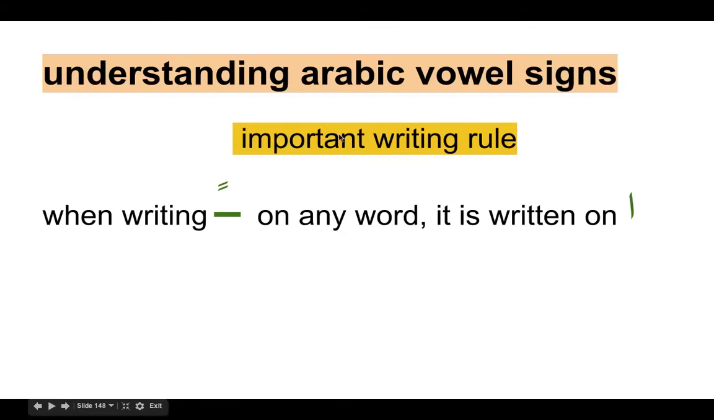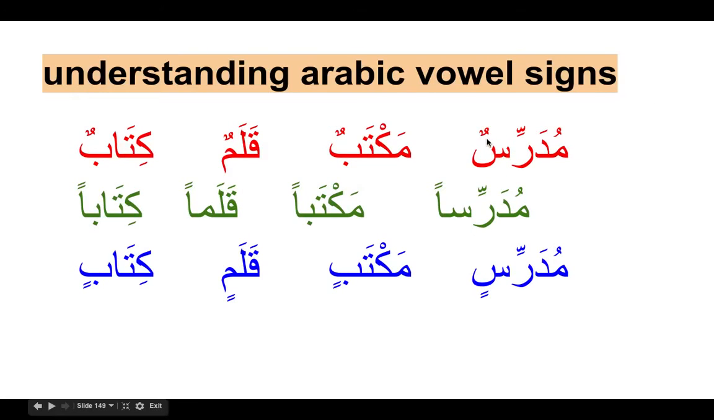Another important writing rule which we have to learn from this lesson is when you write double Fatha, a sign of indefinite, on any word, it is not written normally upon the letter, it is written on an alif. So for double Dhamma, we write normally Mudarrisun on top of the letter, Maktabun, top of the letter. If you see double Kasra, Mudarrisin, below the letter, Maktabin, below the letter. But if you notice here, there's something different happening. For Mudarrisan, the double Fatha is always written on an alif.